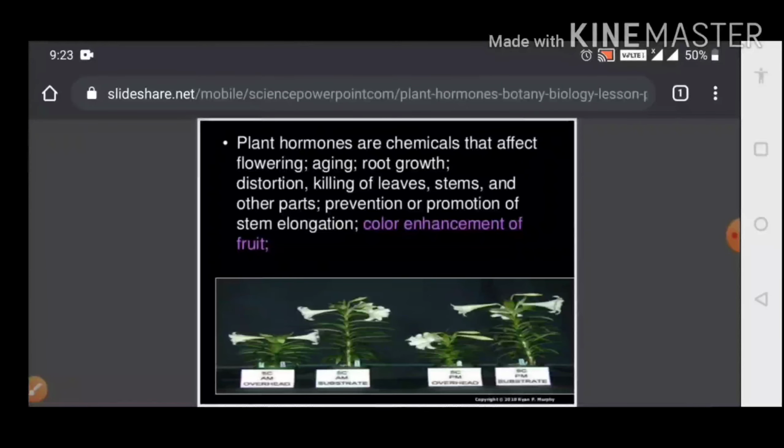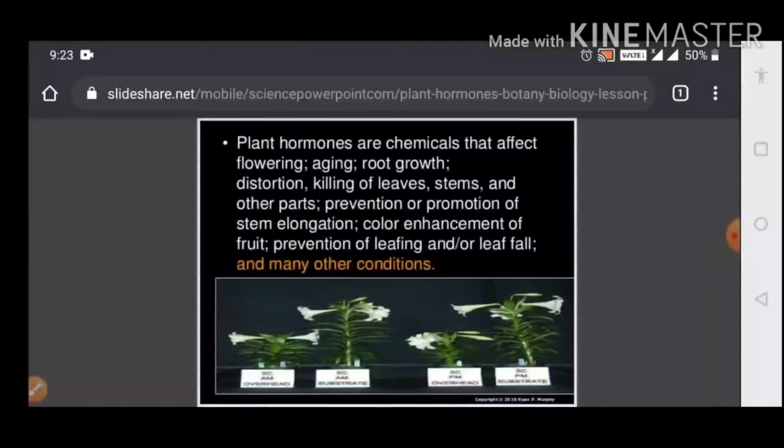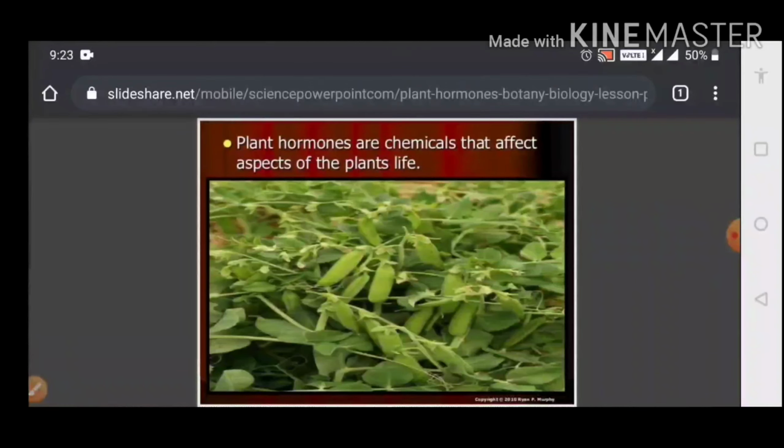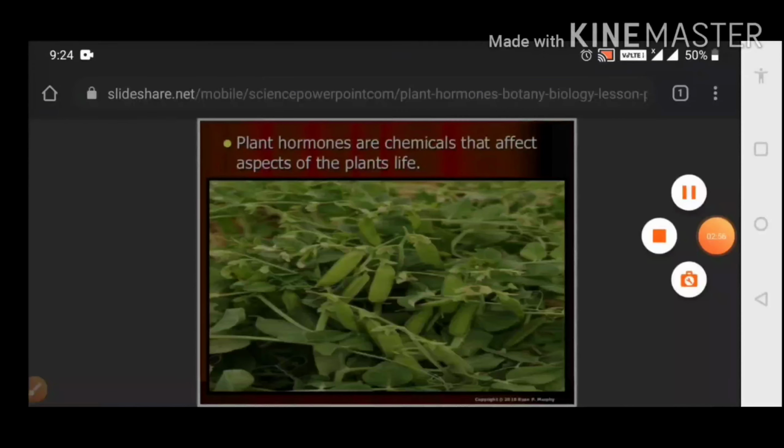So what are plant hormones? Plant hormones are chemicals that affect flowering, aging, root growth, killing of leaves, stems and other parts, even prevention or promotion of stem elongation, and color enhancement of fruits. So various functions these plant hormones have. That means plant hormones are chemicals that affect various aspects of plant life.